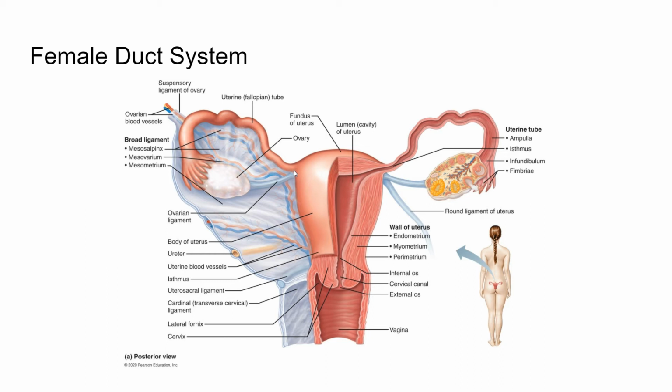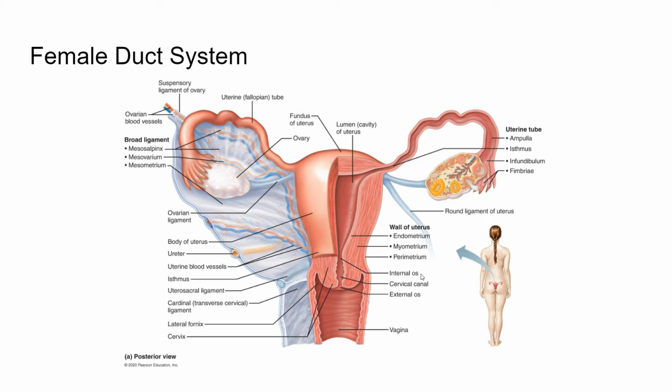The uterus itself is a hollow, thick-walled, very muscular organ. Its function is to receive, retain, and nourish that fertilized ovum, which will develop into the fetus. Then the bottom portion of the uterus is called the cervix, and it is a separation between the uterus and then the vagina, which is the opening to the outside.